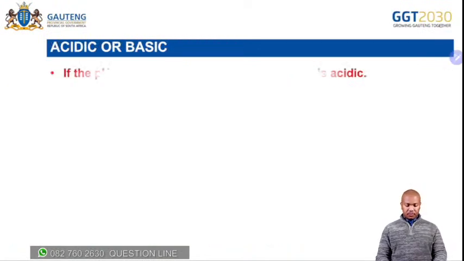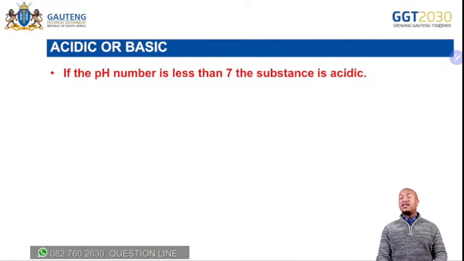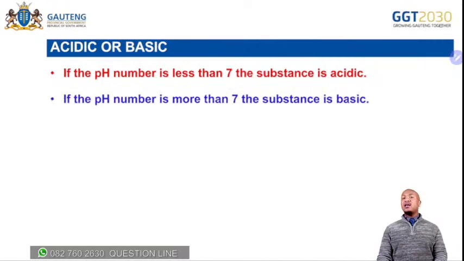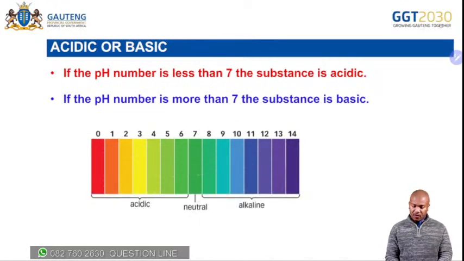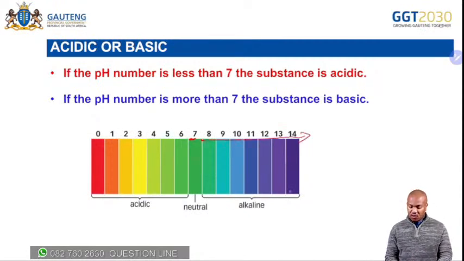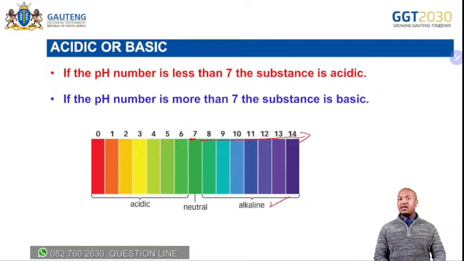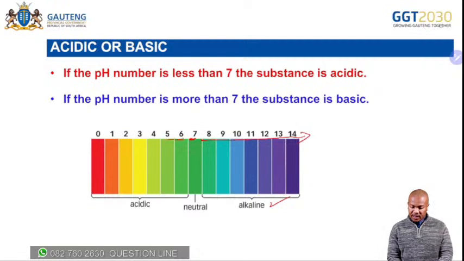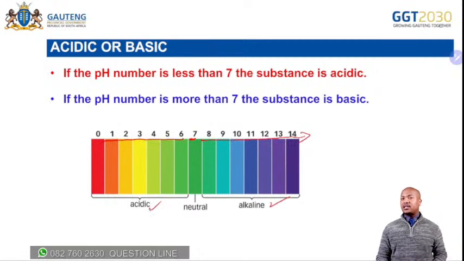So now, if the pH number is less than 7, we say it is acidic. I'll keep on emphasizing this, right? So it dwells in your minds. We said that if the pH number is less than 7, it means that the substance is acidic. And if it is more than 7, it means the substance is basic. As you can see here, right? From 7, you have neutral substances. Going all the way above 7, those are your bases. They are alkaline. From 7 going down to 0, that's where you find your acids, meaning they are acidic.